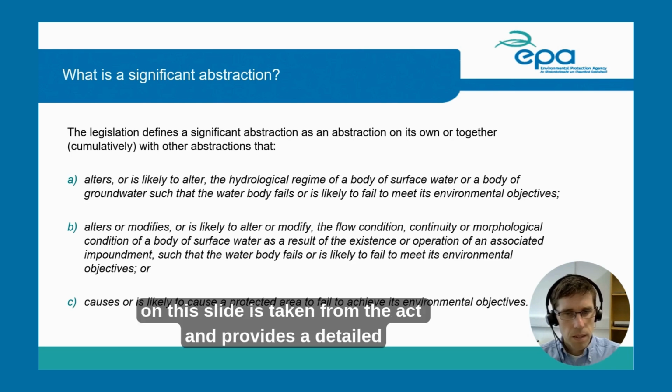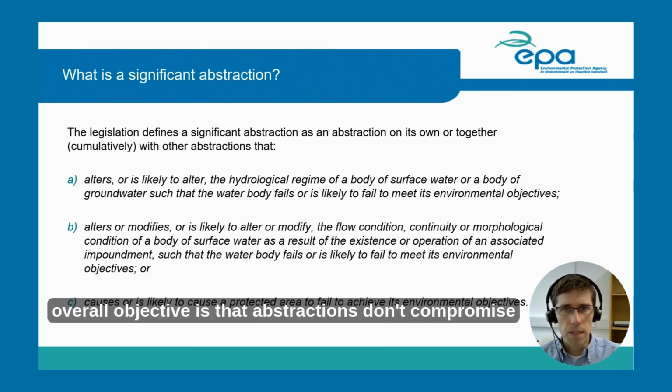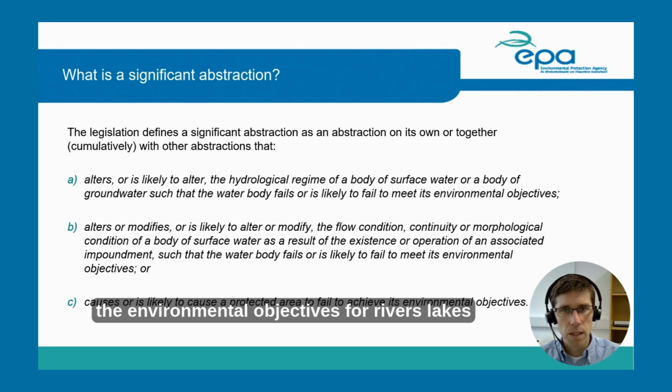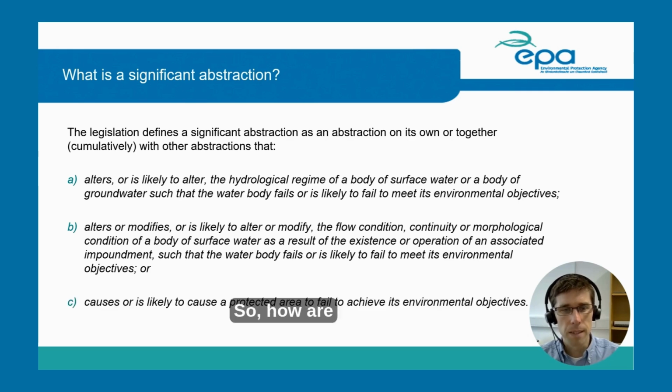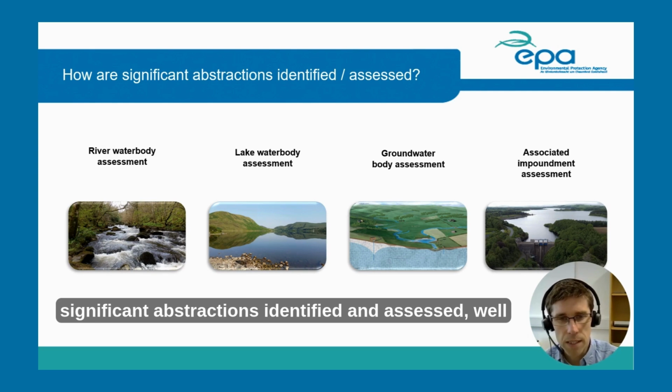The text on this slide is taken from the Act and provides a detailed definition. And essentially, the overall objective is that abstractions don't compromise the environmental objectives for rivers, lakes, and groundwater, and the flora and fauna of designated water-dependent European sites. So how are significant abstractions identified and assessed?